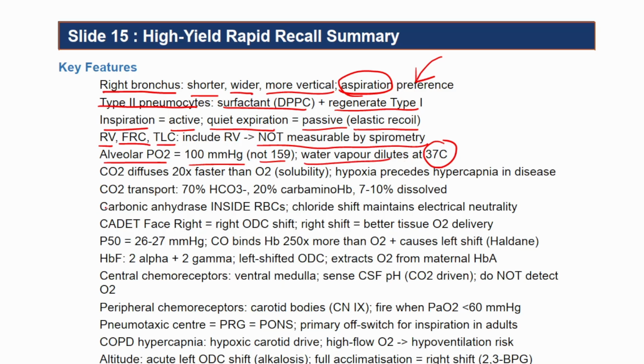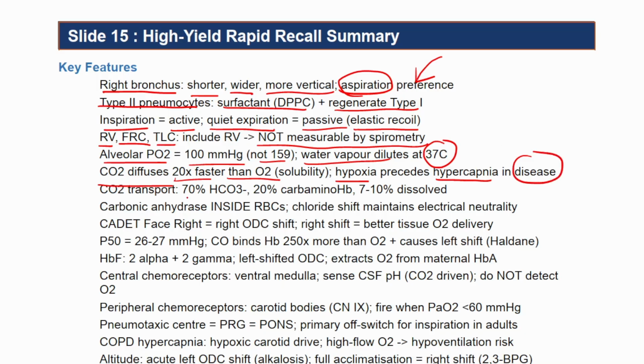When looking at gas diffusion kinetics across the alveolar capillary membrane, carbon dioxide diffuses 20 times faster than oxygen gas. This massive speed of diffusion is driven entirely by the high solubility coefficient of carbon dioxide. Due to this reason, hypoxia precedes hypercapnia in disease forms.